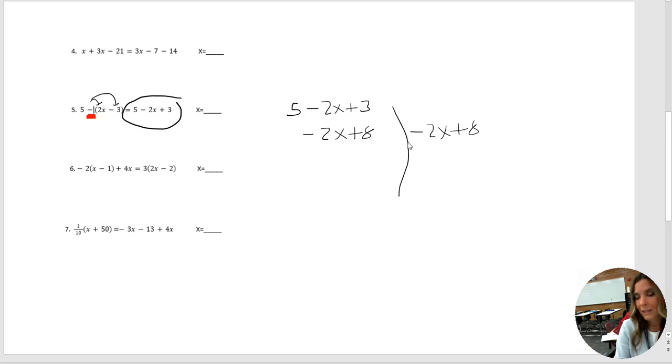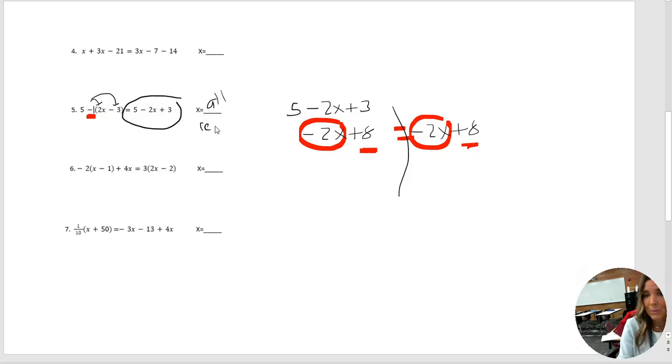Now, when we look at where we're at right now with our equation, the coefficient of this variable term is negative 2. The coefficient of this variable term is negative 2. Our constants are 8 on both sides. So both expressions on the left and the right are exactly equal. Whenever this happens, the solution to this equation is all real numbers. You can plug anything in for the x and it will make that equation true.